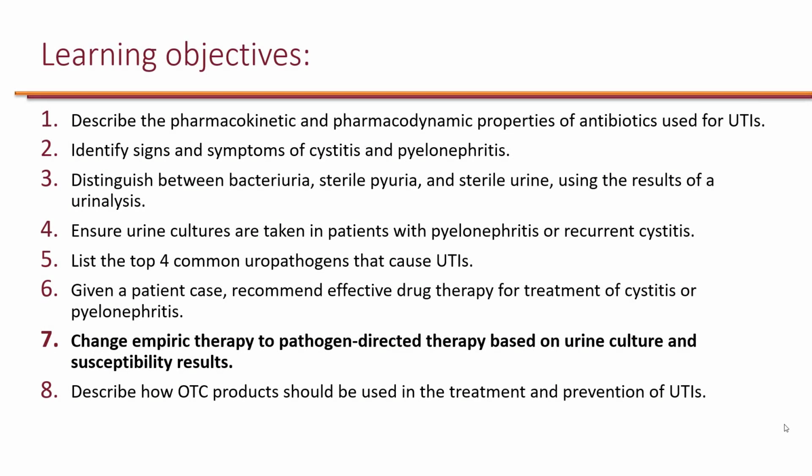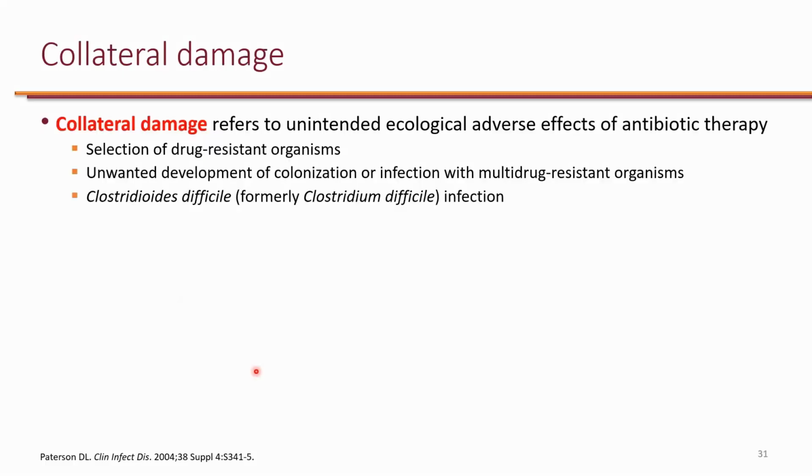So we looked at symptoms of cystitis and pyelonephritis. We analyzed the results of urinalysis. We ensured urine cultures are taken in patients with pyelonephritis and recurrent cystitis. We also recommended effective drug therapy for treatment of cystitis and pyelonephritis. Now, the next learning objective is change empiric therapy to pathogen-directed therapy based on urine cultures and susceptibility results.